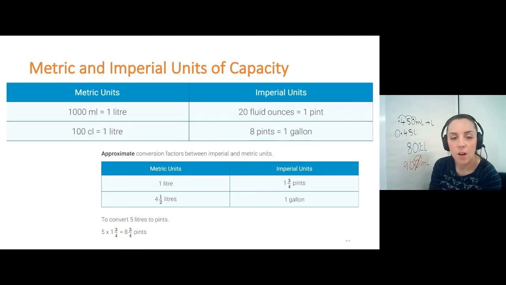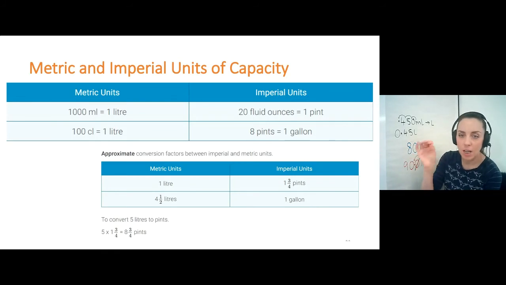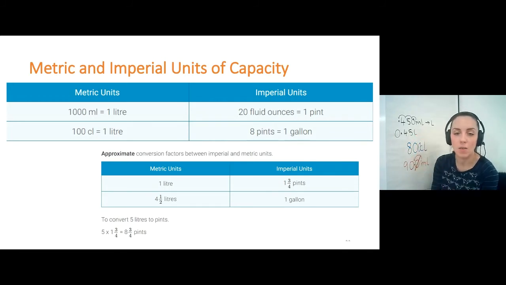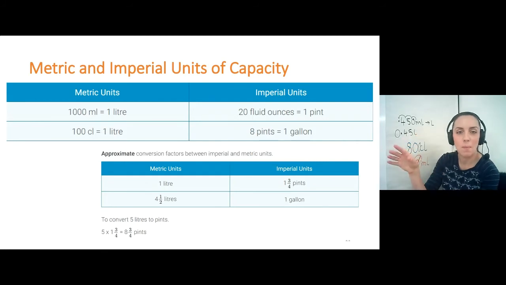And if we're going from, again, if you look at the top one, particularly if you're doing level 1, you'd be sticking with the same type of unit. If you're given an imperial unit, you will have to convert between imperial and imperial, if that makes sense. So you might be given a question as, 20 fluid ounces equals 1 pint. So how many fluid ounces is 5 pints?